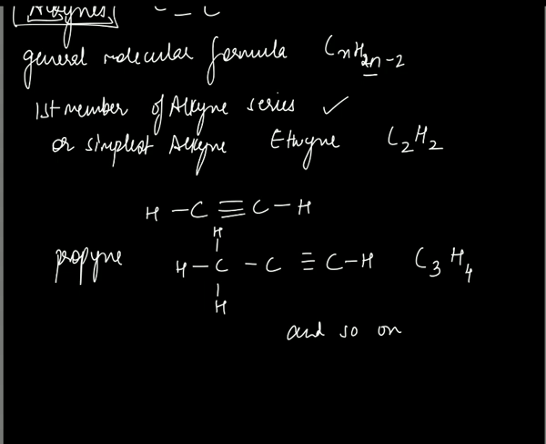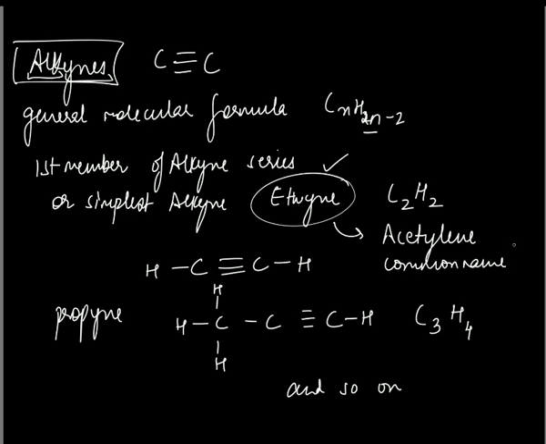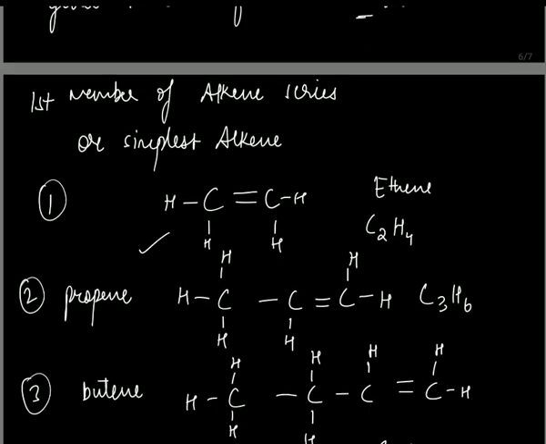So now the common names. One point which I missed is the common name of alkyne, specifically ethyne. Ethyne is commonly called acetylene. That's a common name, right? Then we go to the alkene, specifically ethene, whose common name is ethylene. So you have to remember this.